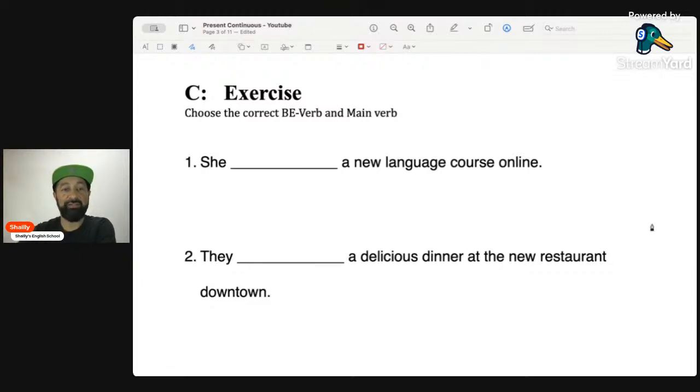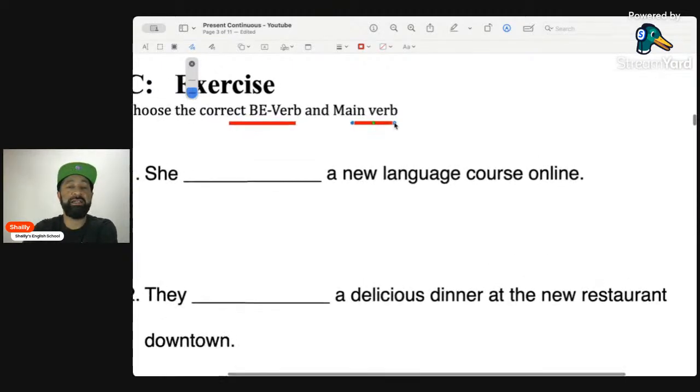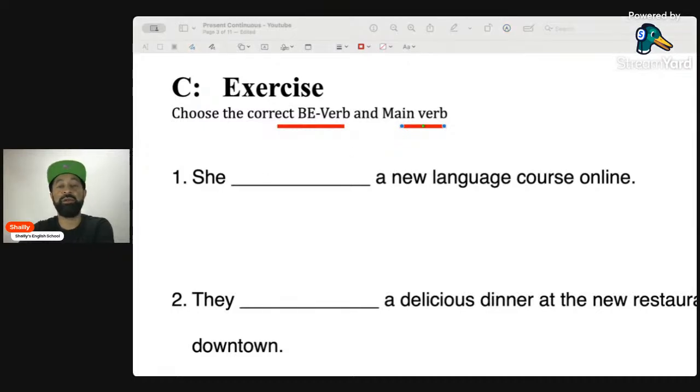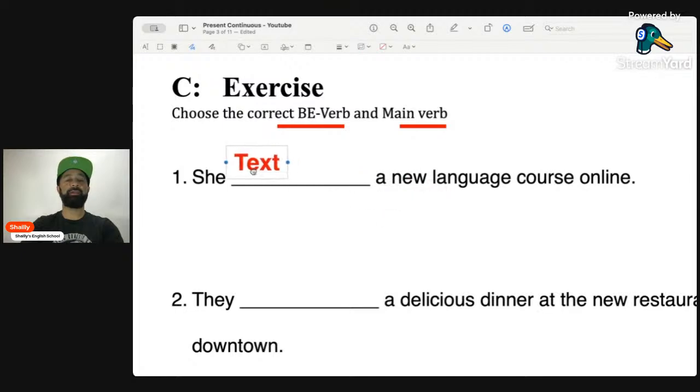Now, in this exercise, what you have to do is give me the correct be verb, and please give me the correct main verb. So number one says, she something a new language course online. So for this, the be verb must be is, right? She is.